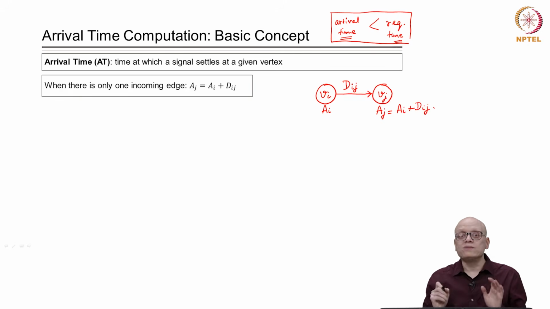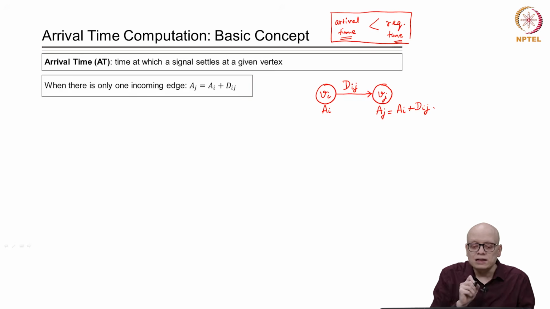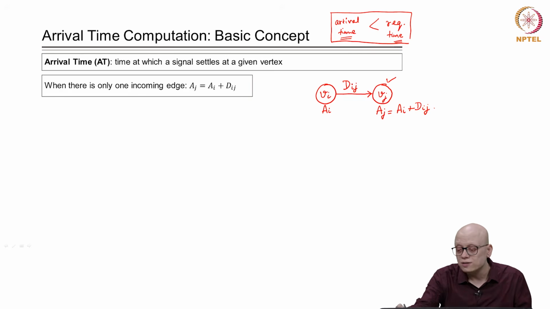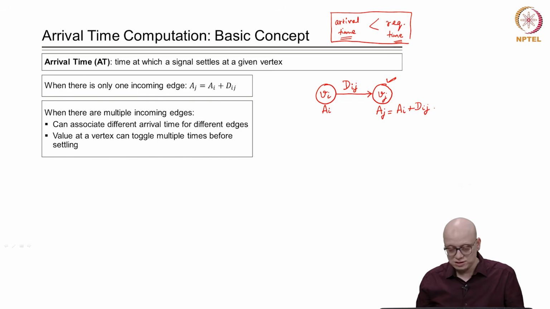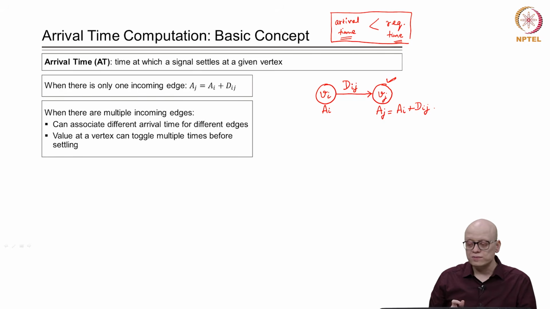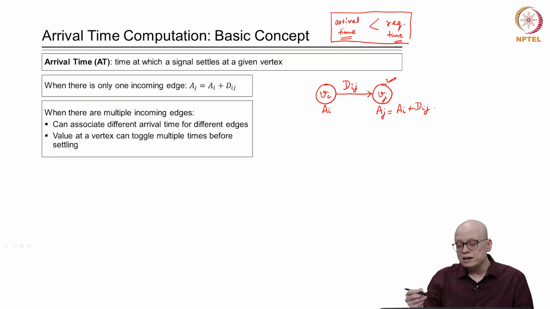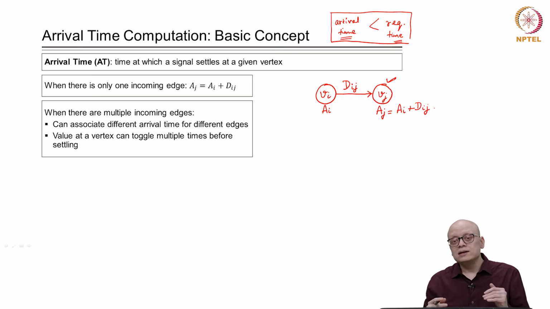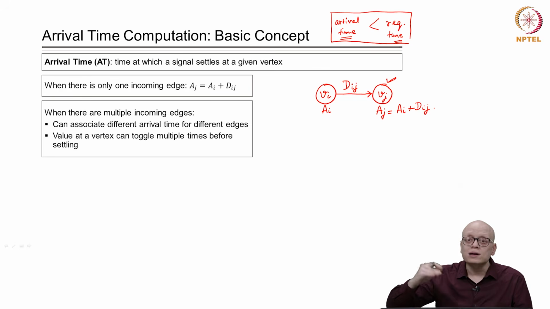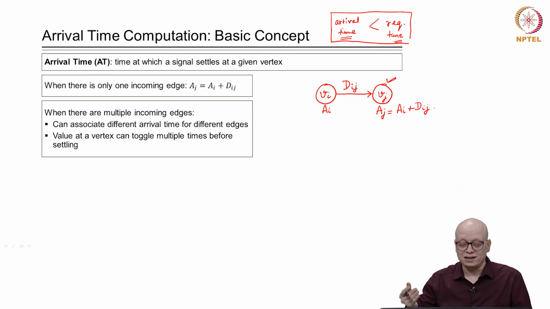So, this is very simple. If there is only one incoming edge at a vertex, then we can simply add it and we are done. But if there are multiple incoming edges to a given vertex, then what will happen? Whenever there are multiple incoming edges to a vertex, the signal can toggle multiple times before settling. So, for example, let us take an example.